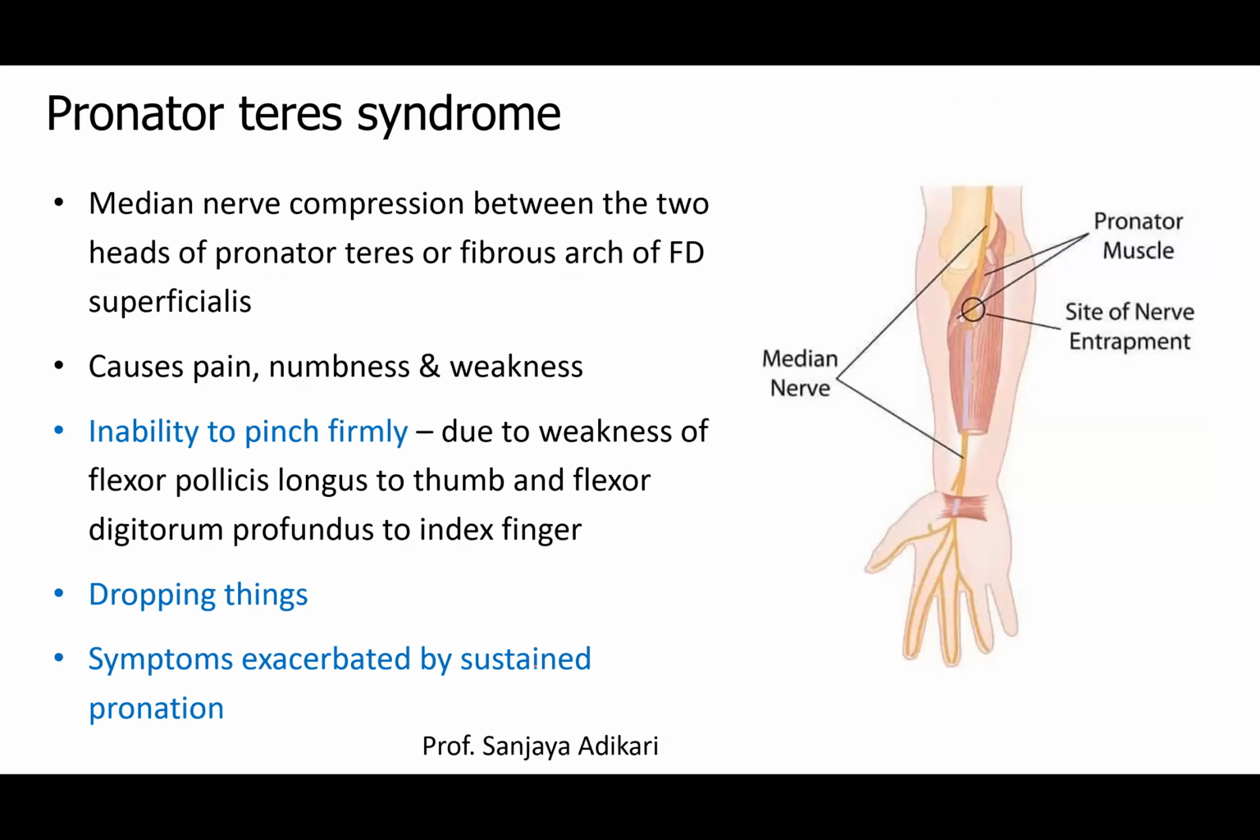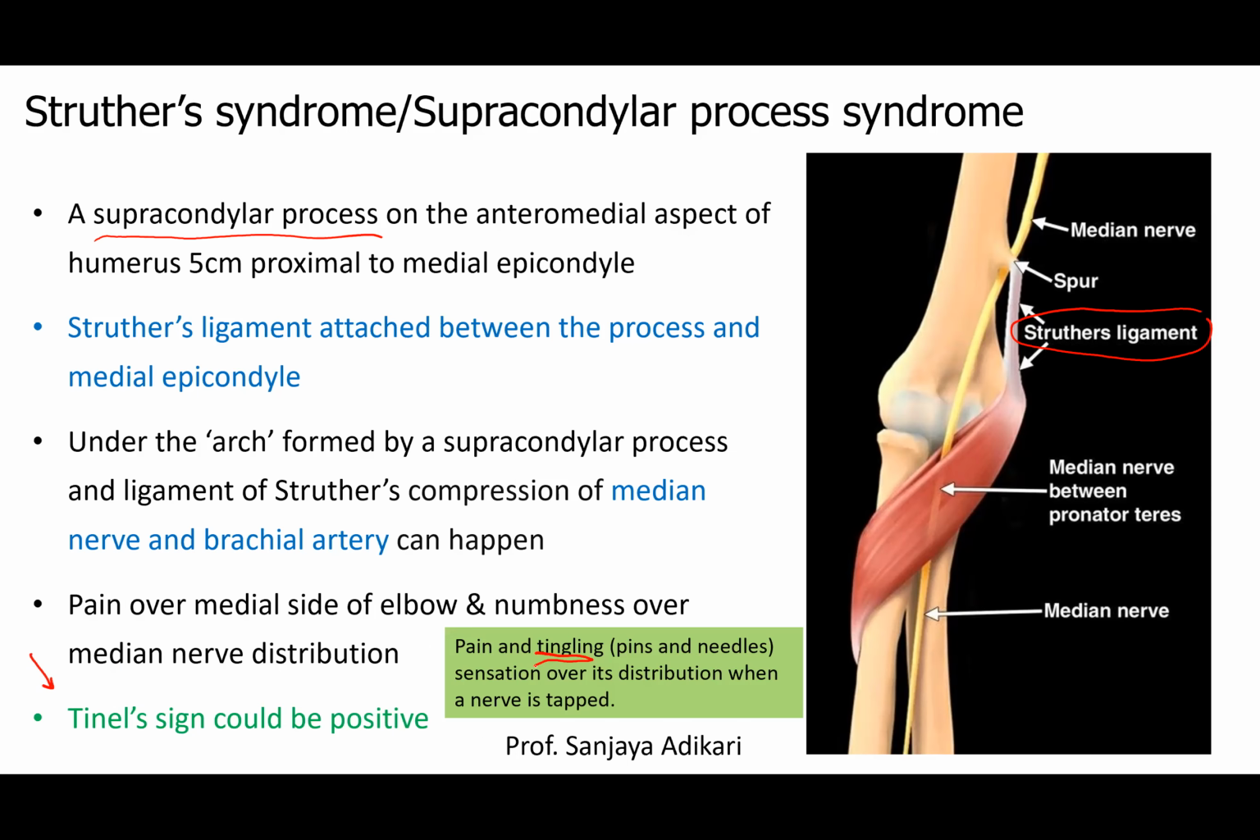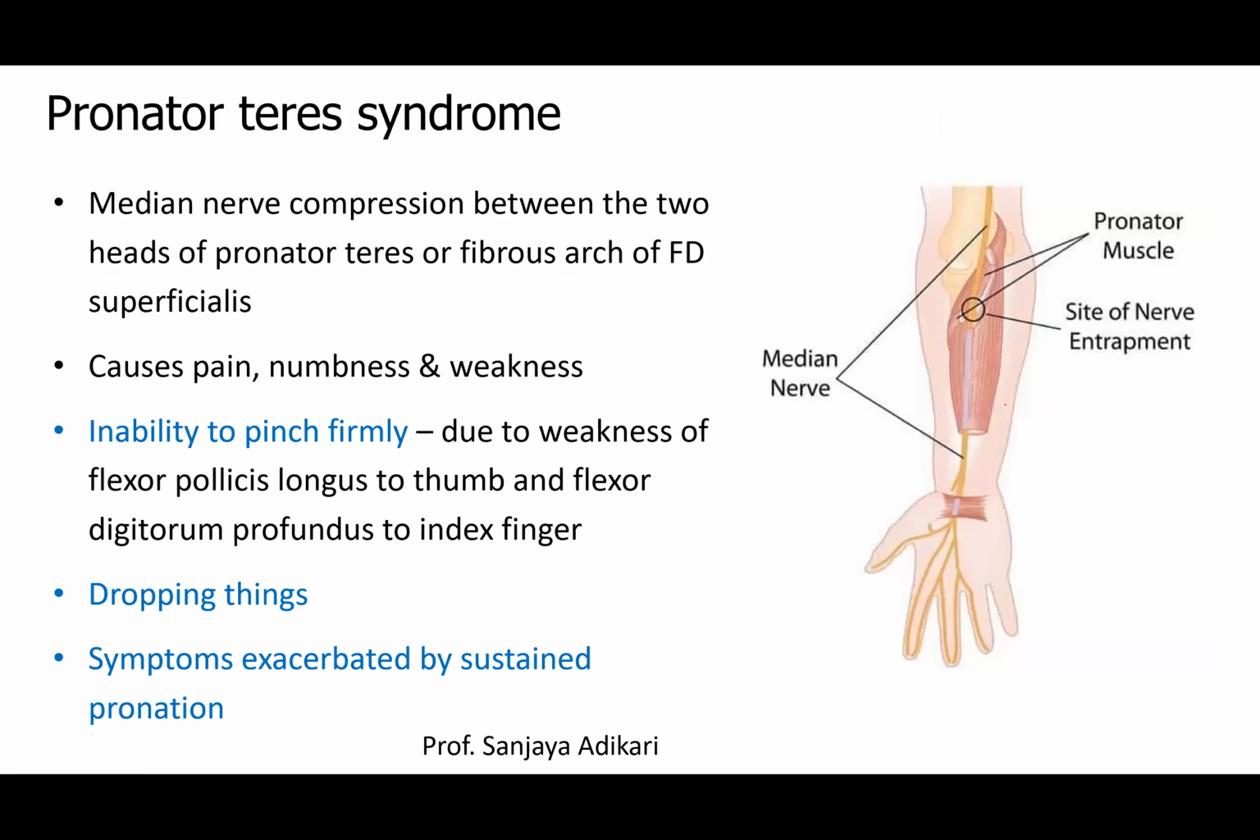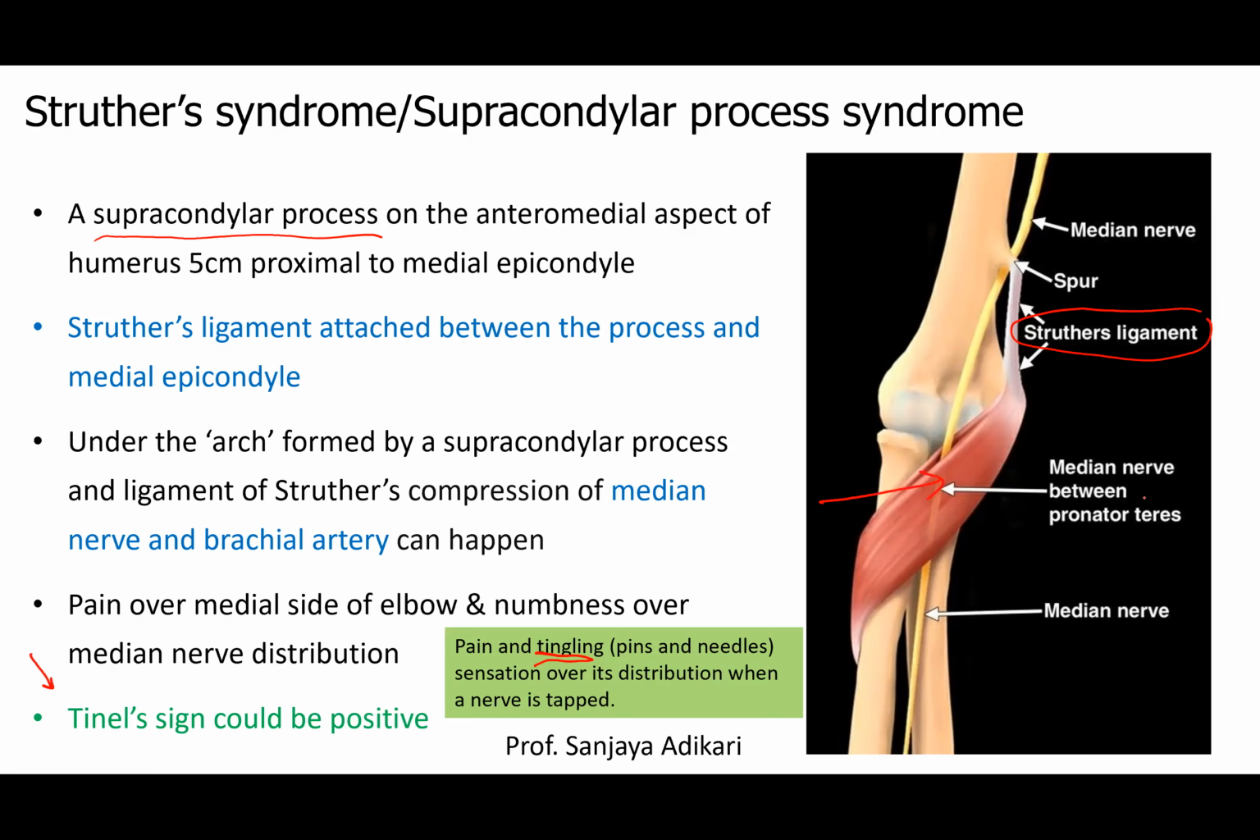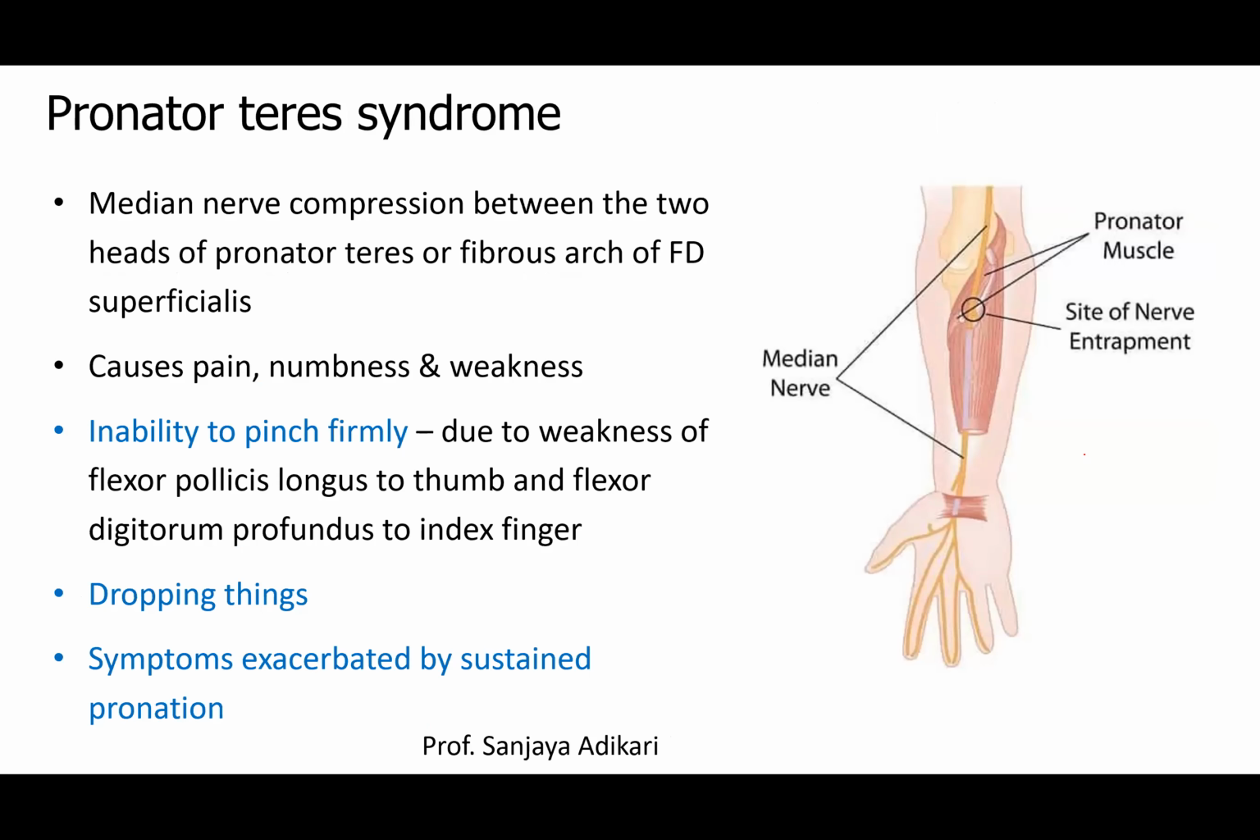Then there is another condition called Pronator teres syndrome. It is just distal to where you get the Struther's syndrome. Pronator teres syndrome takes place somewhere here when the nerve passes between the two heads of the pronator teres muscle. And again, you get a similar issue: pain and numbness and sometimes weakness of forearm muscles supplied by the median nerve.